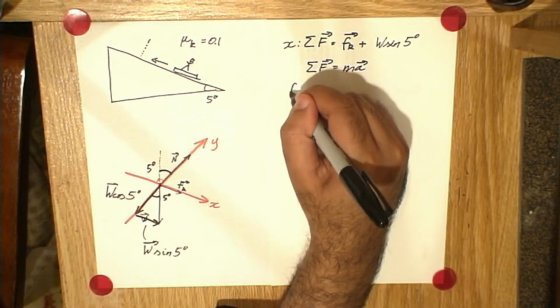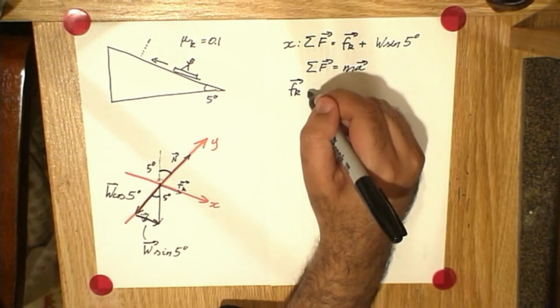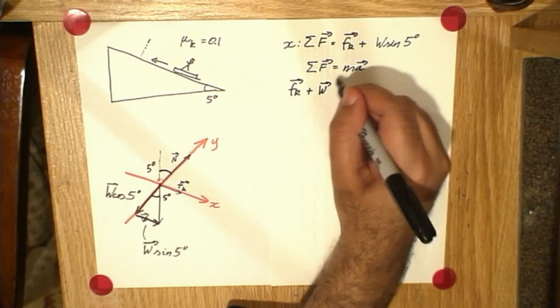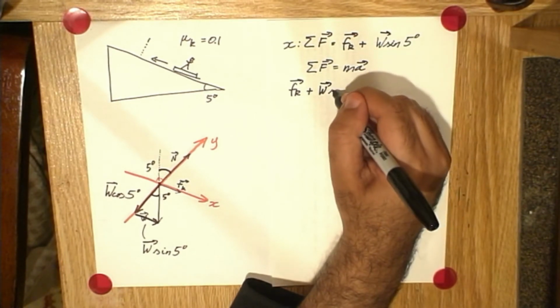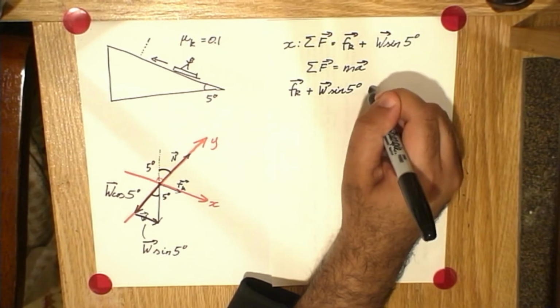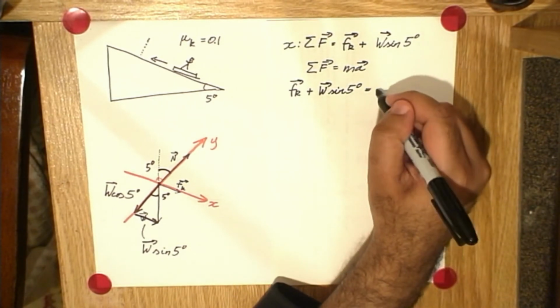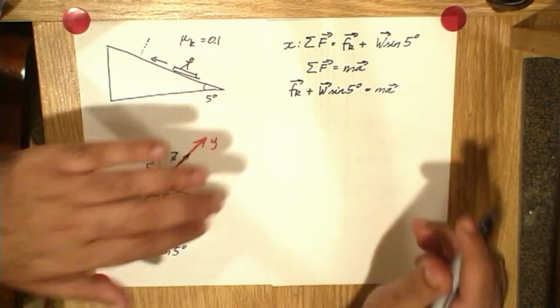Regardless, we now have the kinetic friction plus weight sine 5 degrees is equal to mass times acceleration.